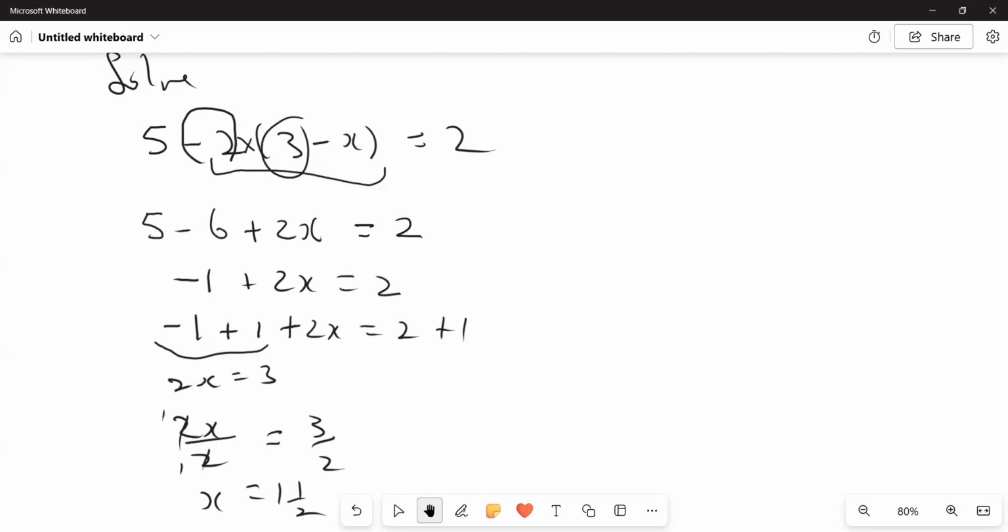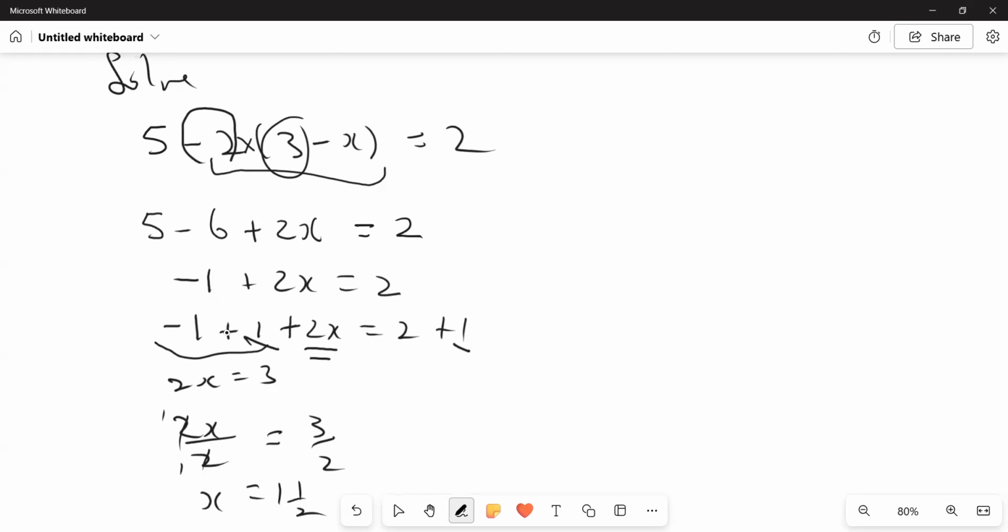Sir, I see we have a minus 1. After we get the 5 minus 6 plus 2x equal to 2, then we get minus 1 plus 2x equal to 2, then we get minus 1 plus 1. Where did the other 1 come from? This one here, and that one there. I choose to add 1 to get rid of the minus 1 from there. Remember, I want to isolate the term with the x.